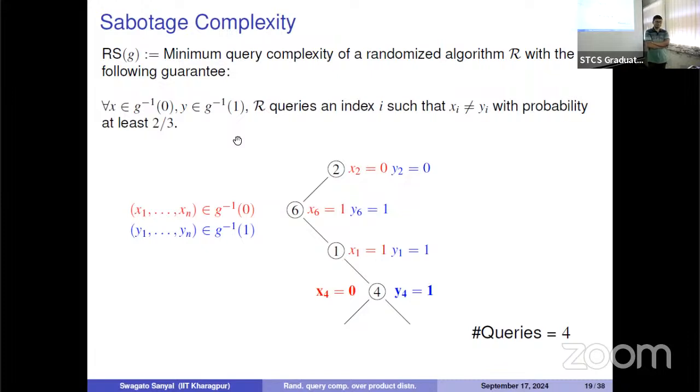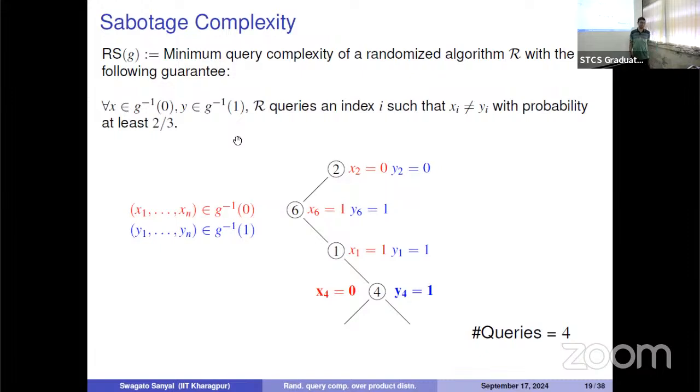No, but until you query an index where they differ, the inputs look alike to you. And the moment you query an index where they differ, you distinguish the two inputs. You find the position where they differ. Maybe you forget that position later. That's okay, but the transcripts of the algorithm are different for the two runs. If I look at the transcripts of the two runs, they will be different for X and Y. So this is what we mean when we say that the algorithm distinguishes X and Y.